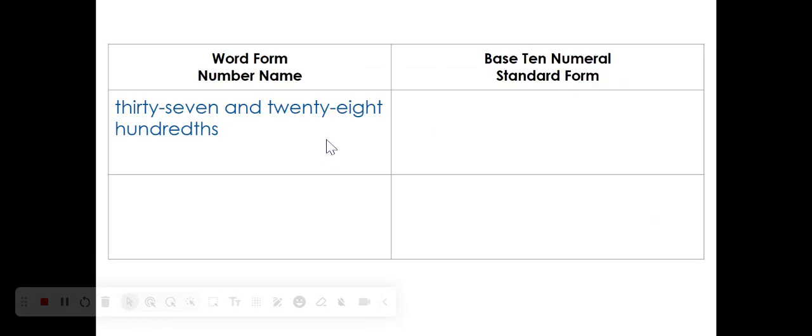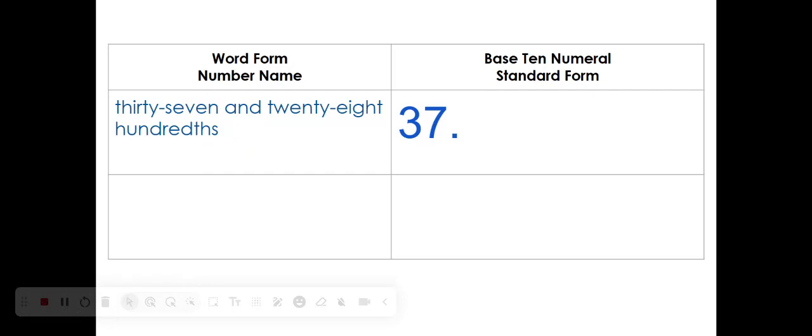Here we have a table, and they want us to say a number and show an amount in both number name or word form and also base 10 numeral or standard form. So in this first one, they are giving us the number in number name, 37 and 28 hundredths. Well, the first thing we read was 37. Then we read the word and. Do you remember what punctuation we put when we read and? It is the decimal place. And next we have 28 hundredths.